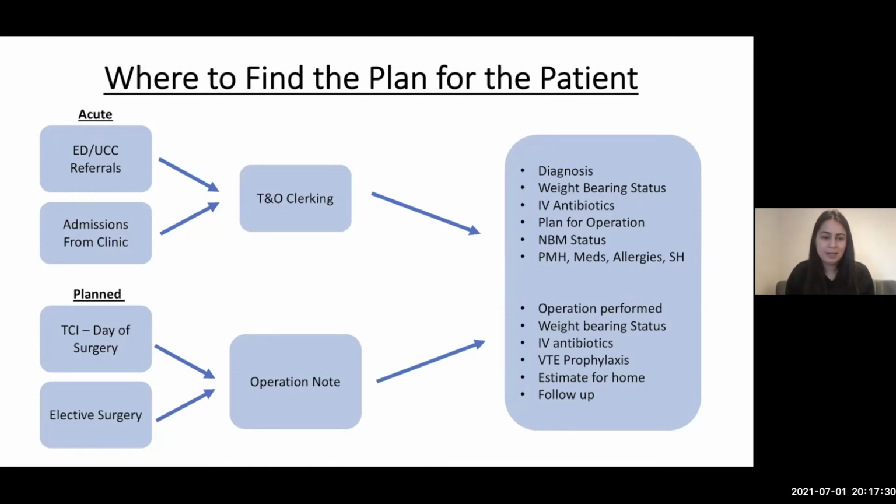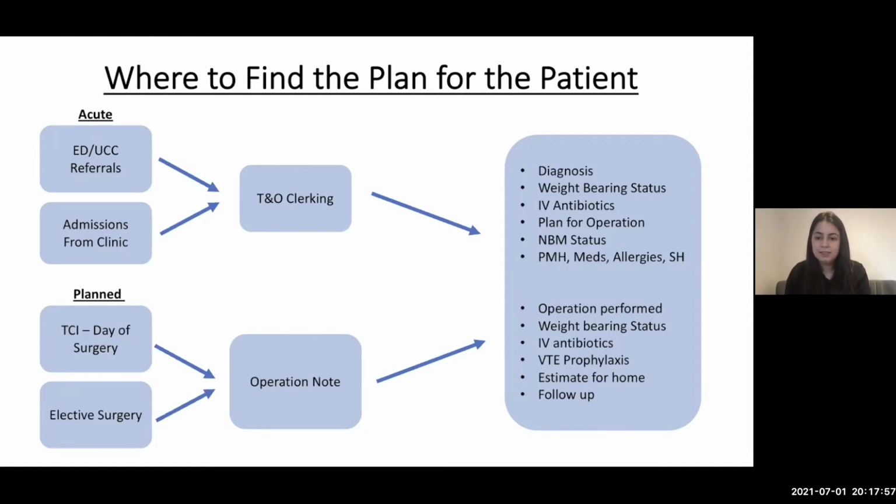From the planned aspect, as mentioned, the patient just comes in and goes straight to theatre, and the documentation is mainly afterwards. So you'll find it on the operation note. You'll find the operation that's been performed, again their weight-bearing status, and IV antibiotics. Post-operatively, most people have a couple of doses of antibiotics. They are prophylactic antibiotics to help reduce the risk of infections after surgery.